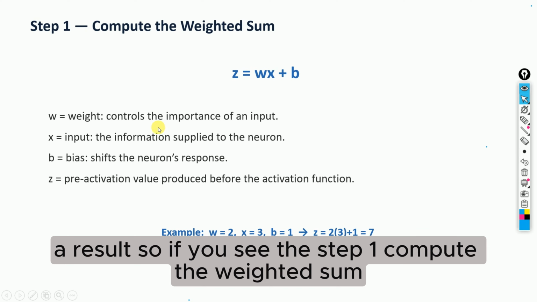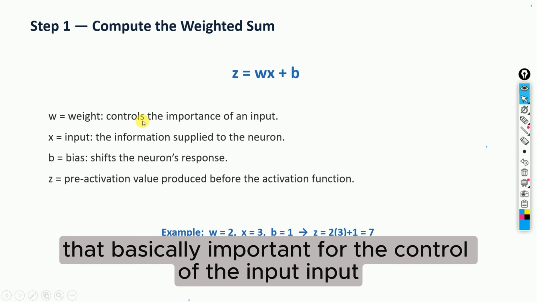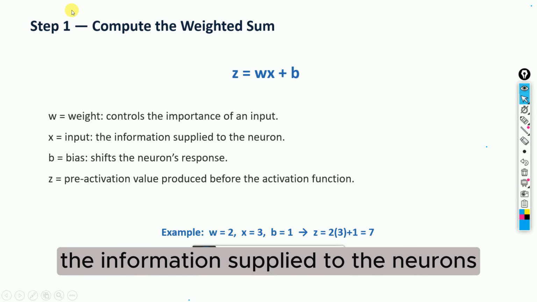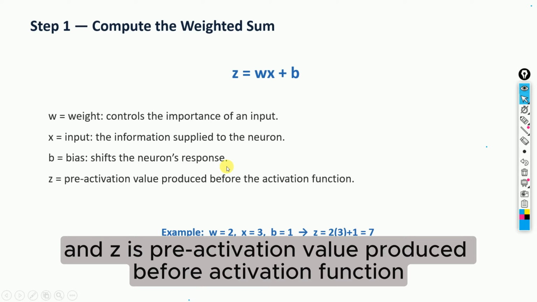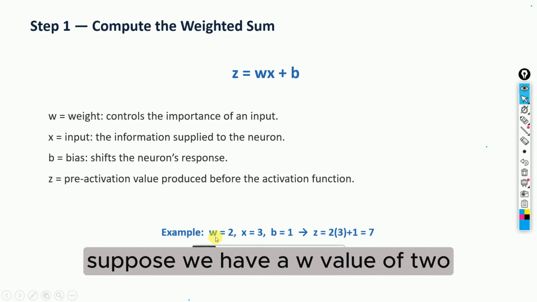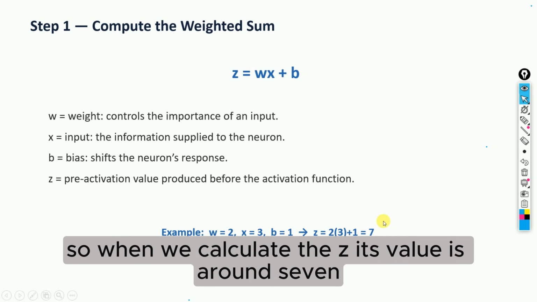So if you see step one, compute the weighted sum: we will calculate z from the weight w, which is important for controlling the information supplied to the neuron. Bias shifts the neuron's response, and z is the pre-activation value produced before the activation function. Suppose we have a w value 2, x value 3, and bias b is 1. So when we calculate z, its value is 7.